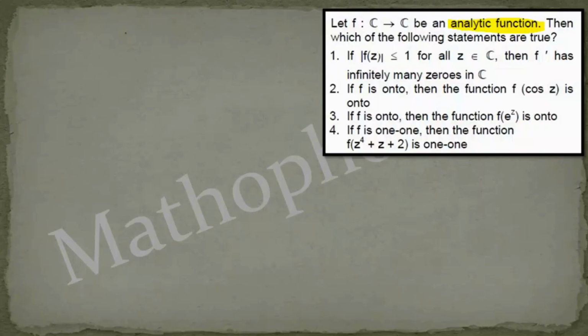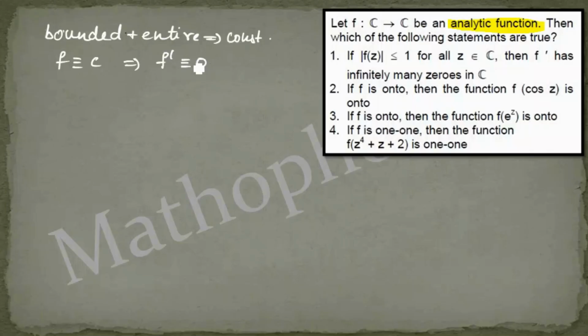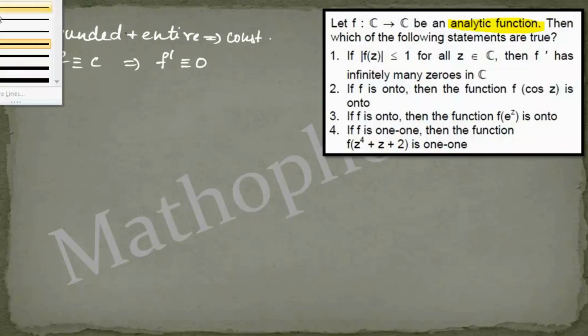So mod f of z less than or equal to 1 na, they are telling that f is bounded, and already analyzed, it's entire. So this implies f is constant. So f can be equal to 0. Sorry, f is equal to c. So therefore f dash can be equivalent to 0. So f dash can have infinitely many zeros. So adanala option 1 is correct.